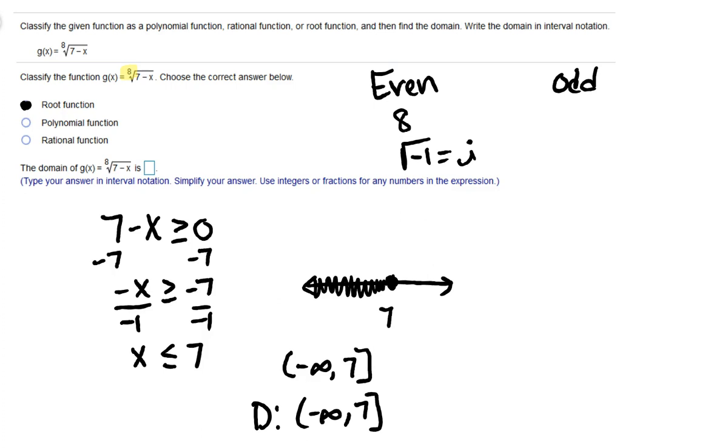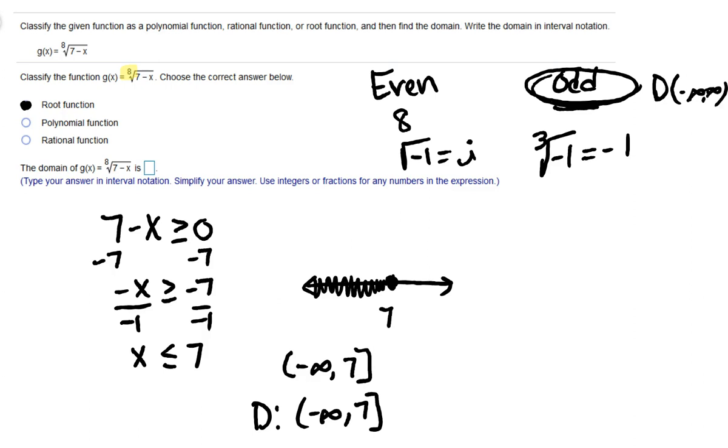Now, before we move on from this example, I just want to mention that the other category of roots, the odd roots, we don't have to do this work, because for odd roots, you can take the cube root of a negative number. So for example, cube root of -1 is -1. So we don't have the same restrictions when we have odd roots. So for every odd indexed root, you're going to have a domain of negative infinity to infinity.